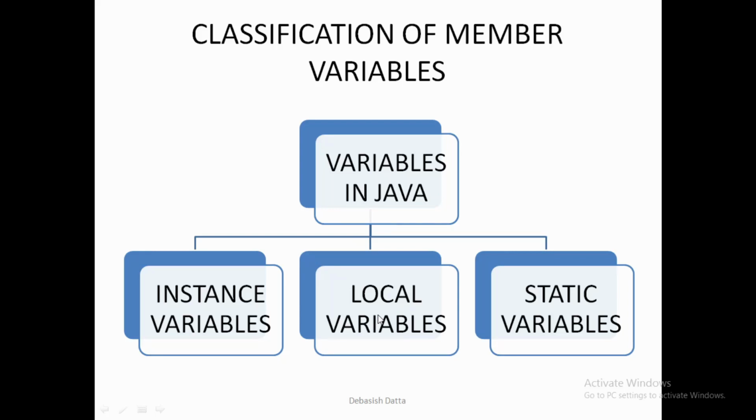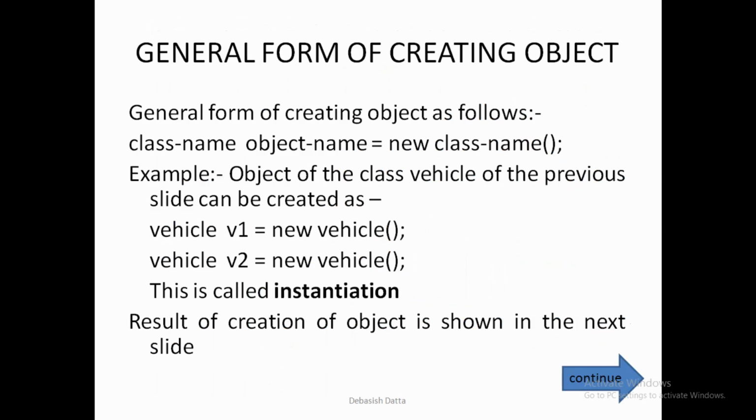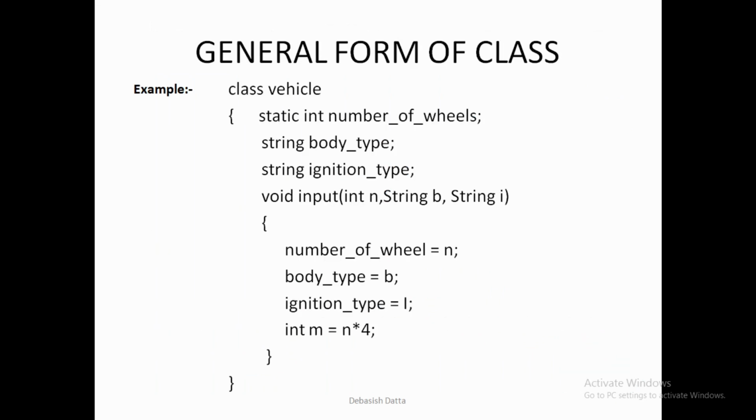Now, the local variables are those which are declared inside methods. If we again look into the example of the vehicle class, here m, as it is declared inside this method, is a local variable to this method. Hence, n, b and i, which are also inside this input method, are also local variables. So the variables which are declared inside methods are known as local variables.